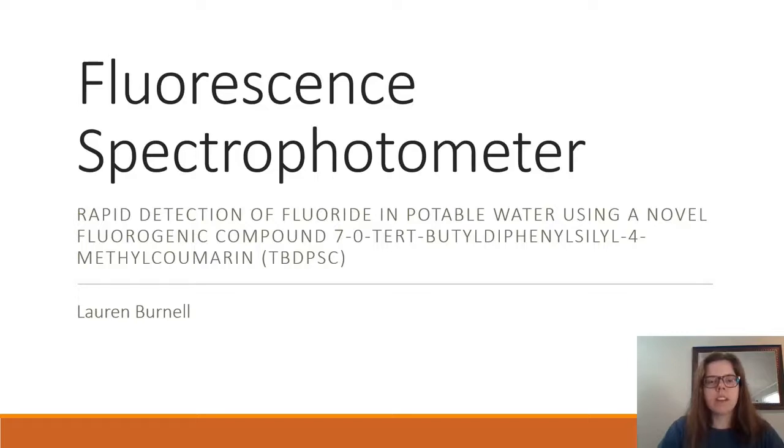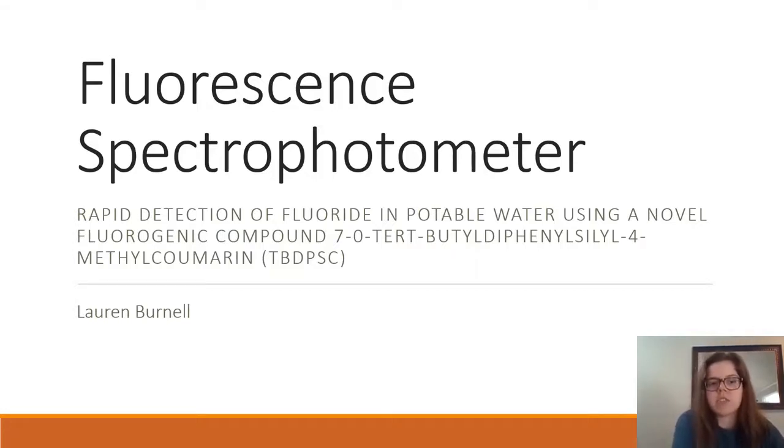Hi, my name is Lauren, and I will be going over the specific instrument used in the article that my group chose about testing the amount of fluoride in water using the compound TBDPSC. The method used for this was fluorescent spectroscopy, and the equipment that they used was a fluorescent spectrophotometer. In the article, they said the exact name for the instrument they used. It was called a Varian Carey Eclipse Fluorescent Spectrophotometer.